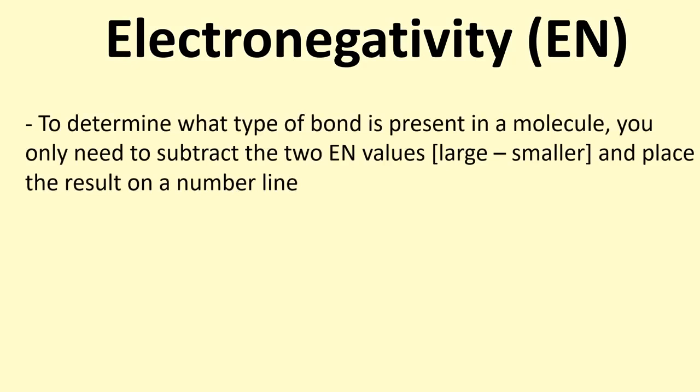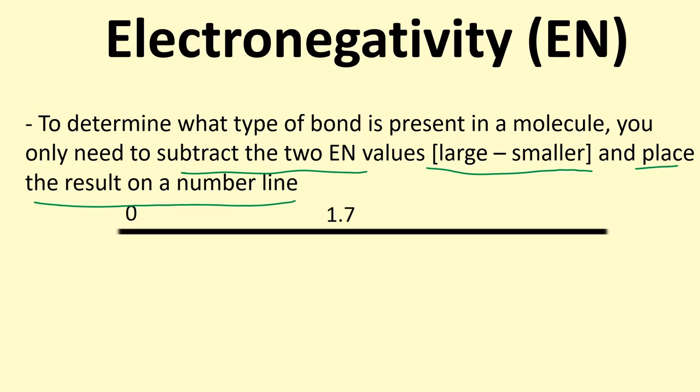Good, so to determine what type of bond is present in a molecule, you only need to subtract the two EN values, the ones we just talked about, and you always take the larger one and subtract the smaller one, so it's always above 0. Then we're going to place this number, our answer, on this number line, and this number line is not exactly carved in stone. We've got 0 on one end, and we have 1.7 in the middle, and then every other number above. Even this 1.7 is not an absolute number, it can move around, but it's just a ballpark idea.